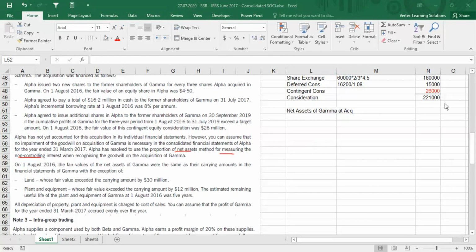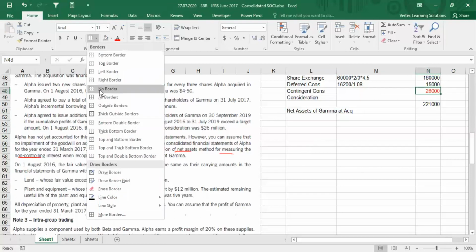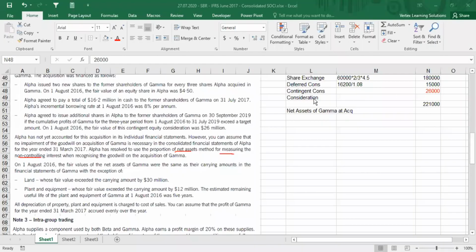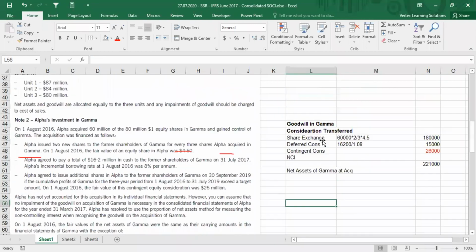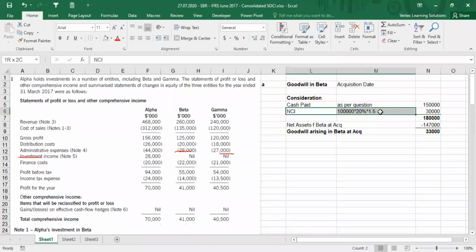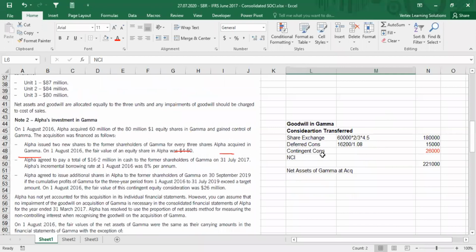And by the way, I'm sorry, I ignored NCI here. We should be having NCI here; I did not include it. So NCI will be done at proportion of net assets. Now it is not going to be done with fair value with the number of shares. Previously, we calculated NCI with the number of shares because they told us that NCI is measured at fair value. In this question, they are telling you that NCI is measured at proportion of net assets. So we need to find out the net assets.